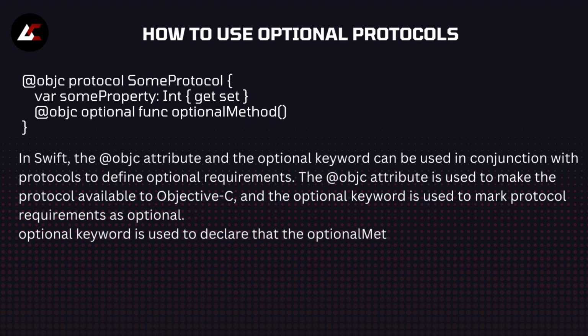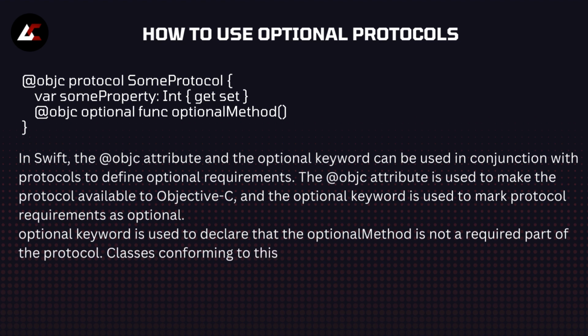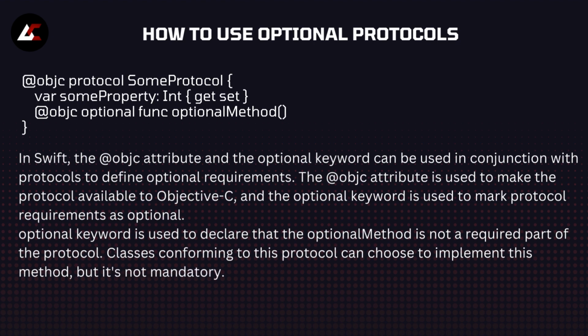The optional keyword is used to declare that the method is not a required part of the protocol. A class conforming to the protocol can choose to implement this method, but it is not mandatory.